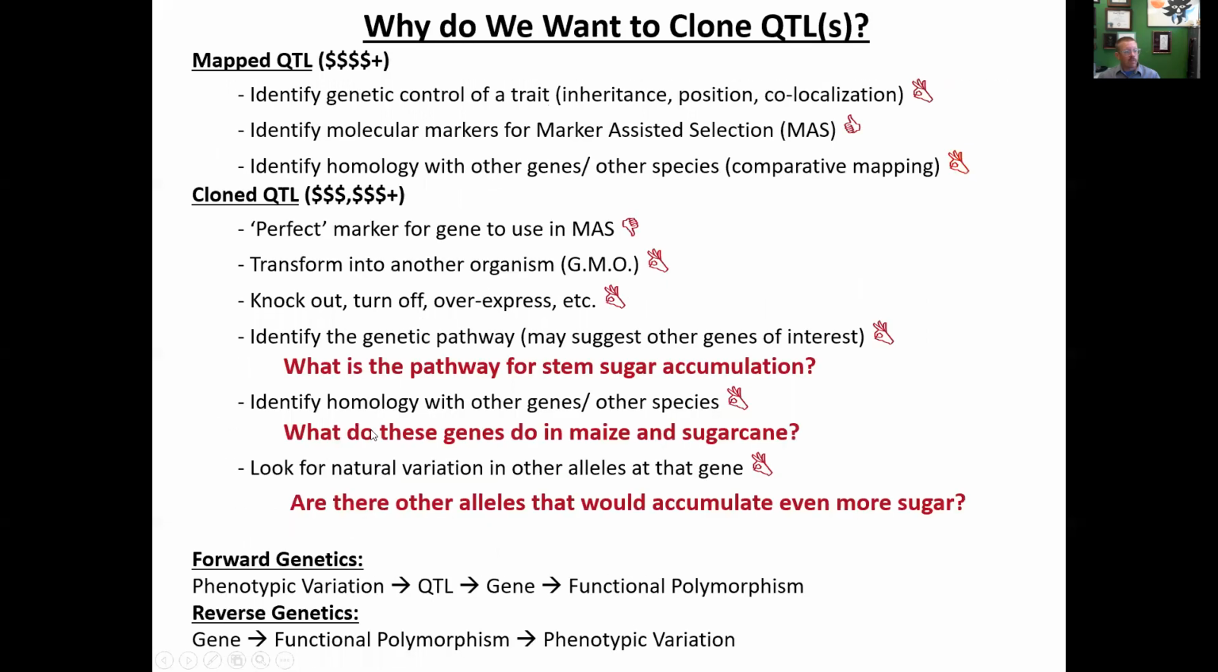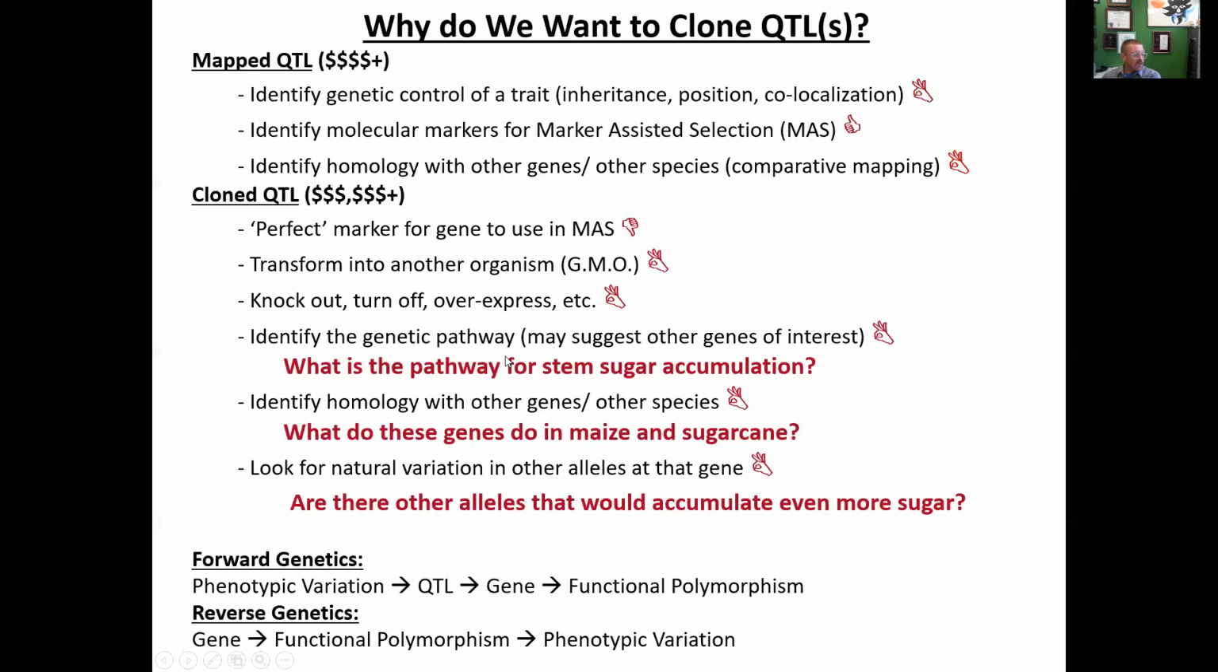Okay, I'm just going to say a couple words on cloning QTL. So why do we want to do this? If you wanted to have a perfect marker for a gene to use in marker-assisted selection, it's a really bad idea because we're talking about hundreds of thousands or millions of US dollars. However, if your goal is to transform something into another organism, to make a GMO or do gene editing, we first need to identify the causal polymorphism or the gene. Similarly, if you wanted to knock it out or turn it off or overexpress it, we need to identify the gene. We can't just identify a 100 or 200 gene chromosomal locus segment.